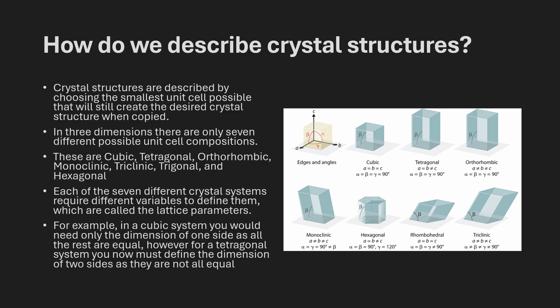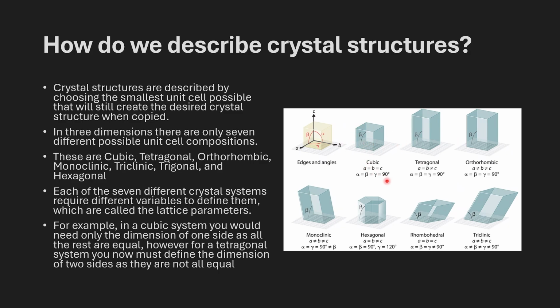How do we describe crystal structures? Well, crystal structures are described by choosing the smallest unit cell possible that will create the desired crystal structure when copied. And in 3 dimensions, there are only 7 different possible unit cell compositions. These are cubic, tetragonal, orthorhombic, monoclinic, triclinic, trigonal, and hexagonal. Each of the 7 different crystal systems requires different variables to define them, which are called the lattice parameters.